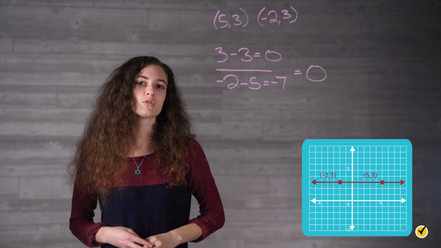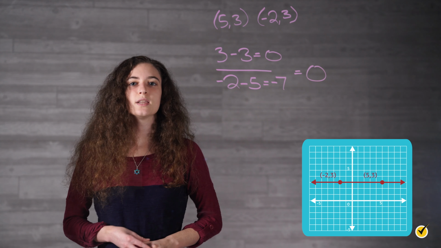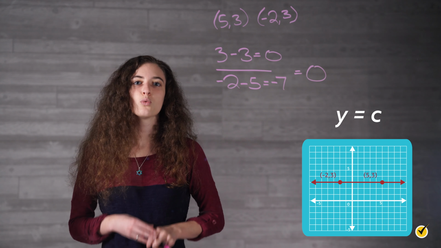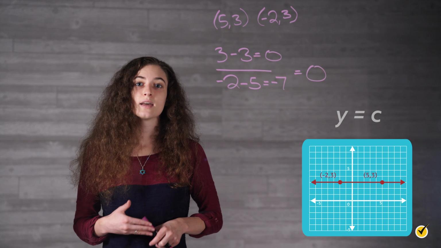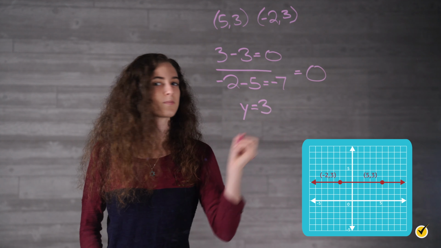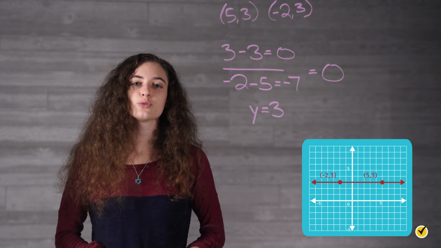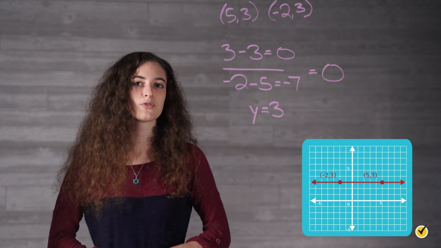This is true for any horizontal line that exists on the coordinate plane. These equations are written in the form y equals c, where c is any value on the y-axis. Accordingly, this line is the line y equals 3. Some people find it helpful to visualize a horizontal line with a slope that does not rise but runs forever.